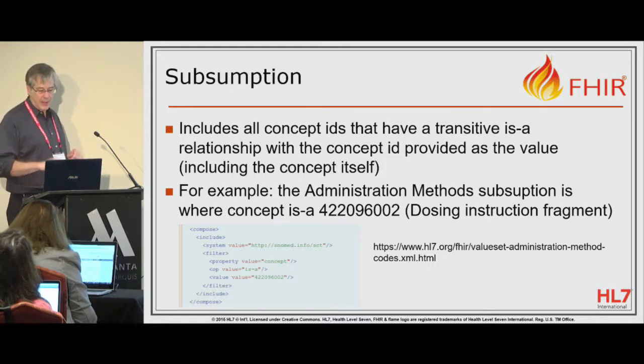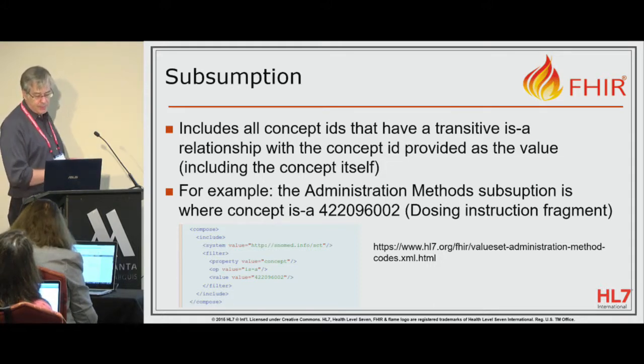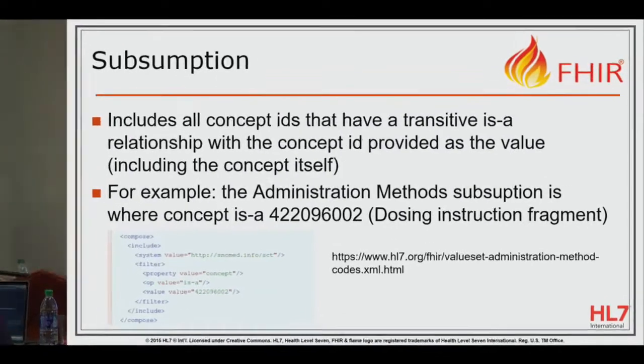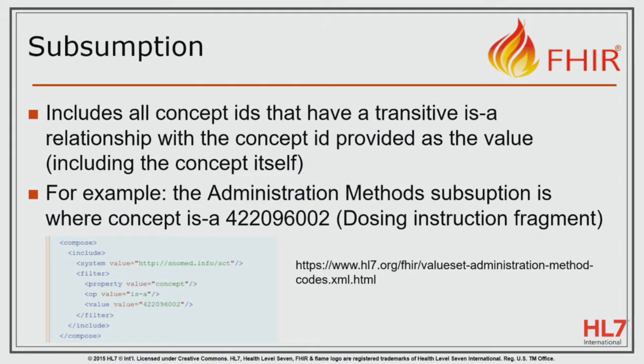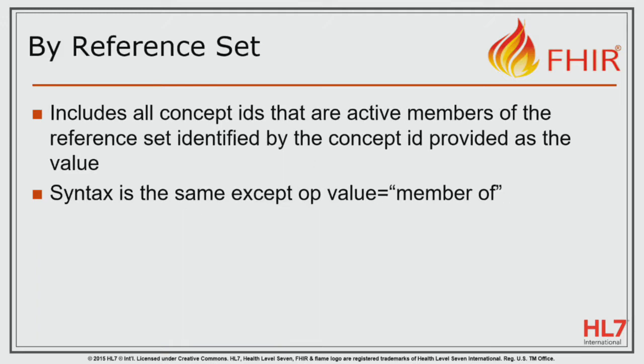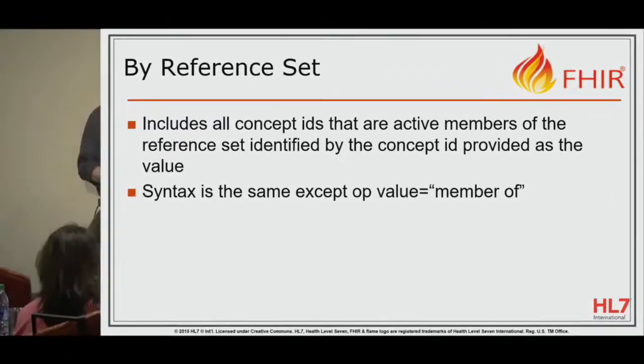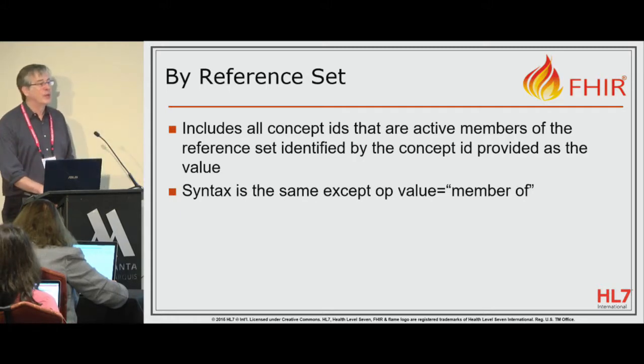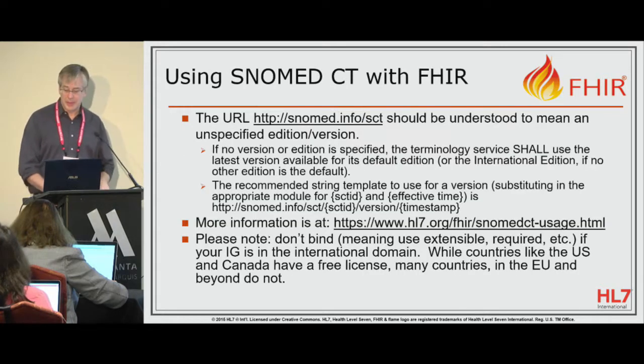All right? And if you look, here's a nice example, HL7 org FHIR value set administration method codes XML.html actually gives you a way you can look it up and look at one that's doing exactly that. All right? Again, if you have questions, I'll do my best, but chances are I will open up to the floor. By reference set, that's member of. So you're looking at those that are part of a set of codes, so it's a member of this grouping. Now, that's the operation value. I'll show you what using an actual operation value is a little bit when I show you a sample.